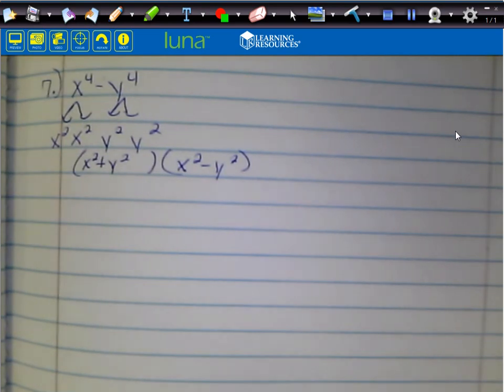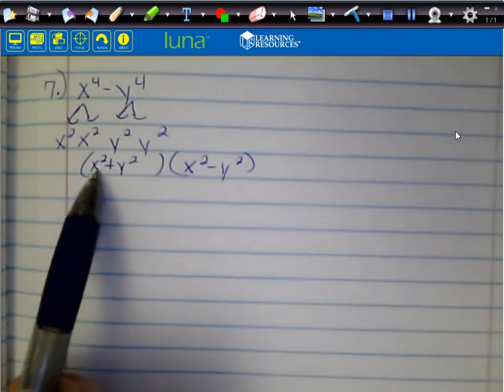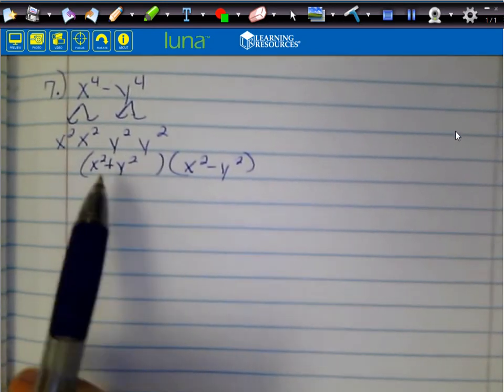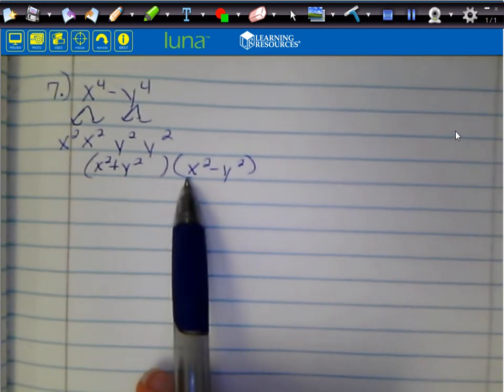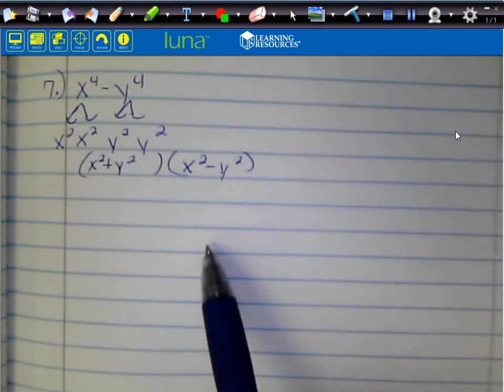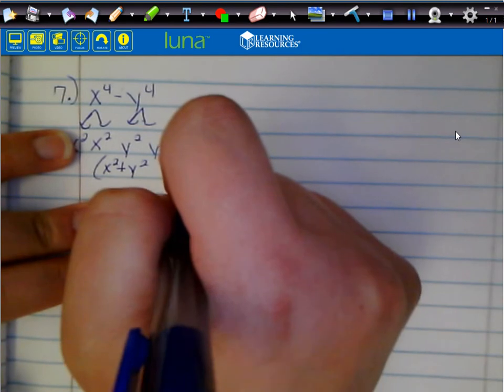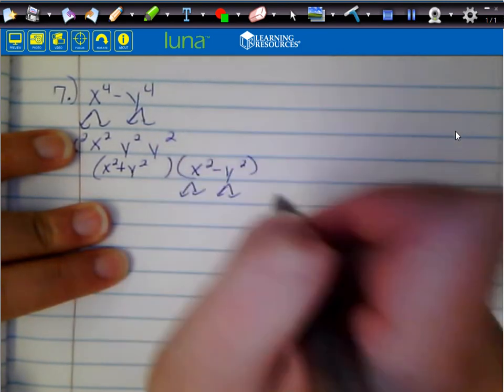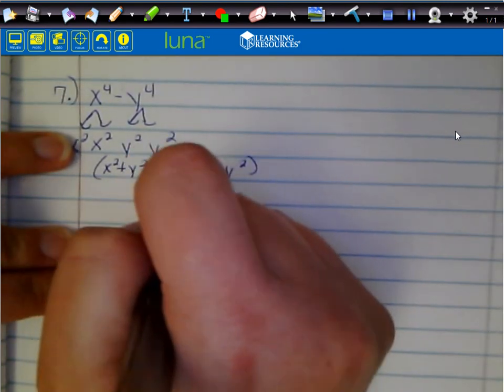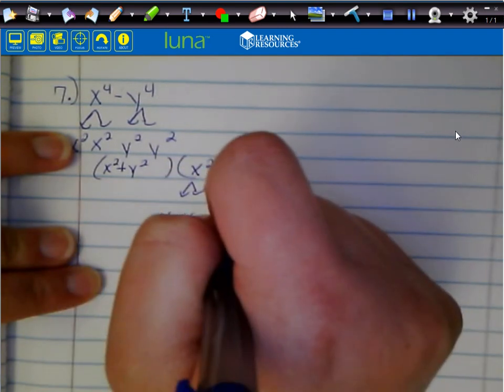And just like last time, we have to look to see and make sure that we can't do the difference of perfect squares again. I can't do the difference of perfect squares again here because of the plus sign, but over here I can still do the difference of perfect squares because x squared is a perfect square, y squared is a perfect square, and I have a minus sign in the middle. So I can turn around and refactor this one by splitting it up again and saying x times x and y times y.